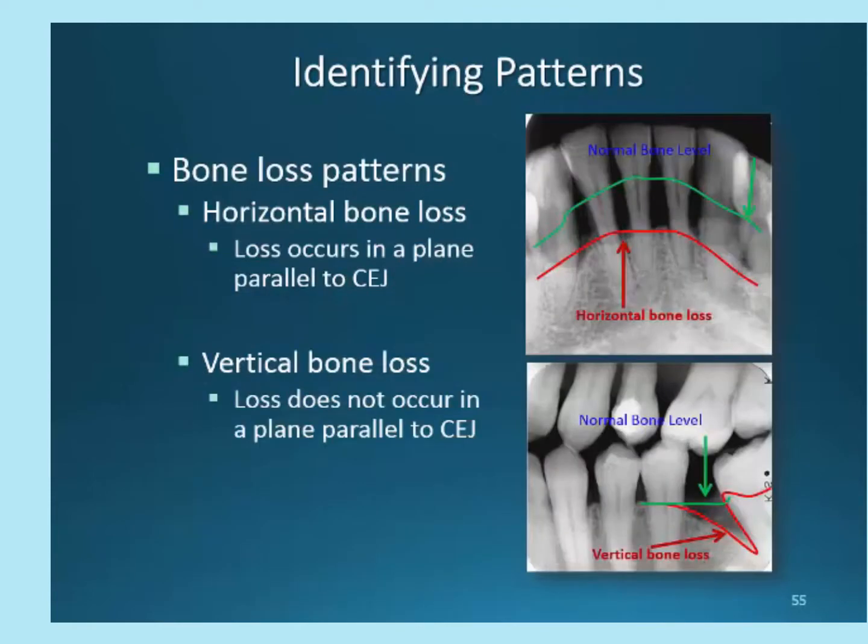Bone loss occurs in patterns. We have two identifications, horizontal and vertical. Horizontal bone loss occurs as destruction in a pattern that is parallel to the CEJ. Vertical bone loss is in an oblique orientation, somewhat perpendicular to the CEJ. Let's take a moment to study these two images. There can be both horizontal and vertical bone loss in an interproximal area. We can discuss this in more detail in the upcoming slides.